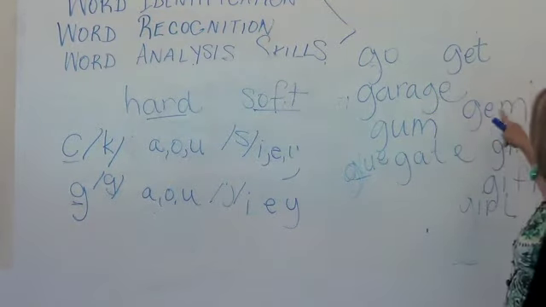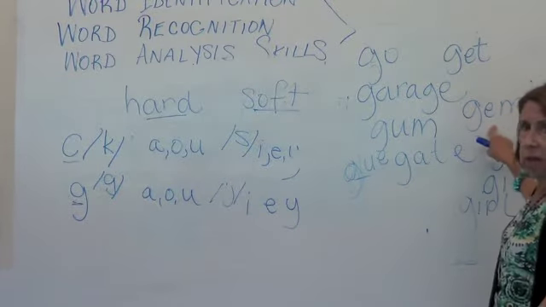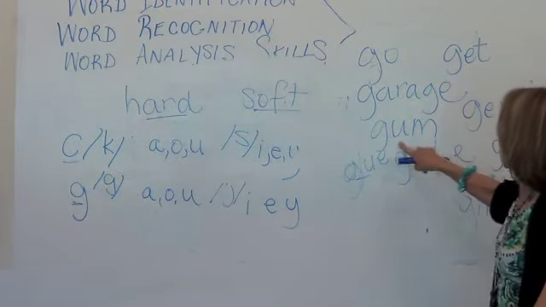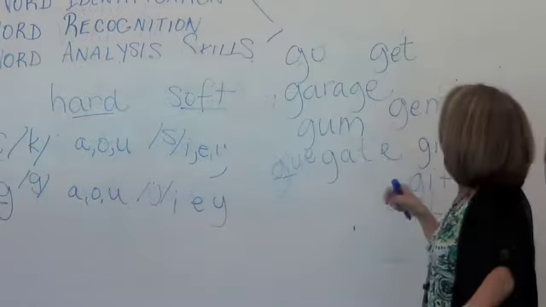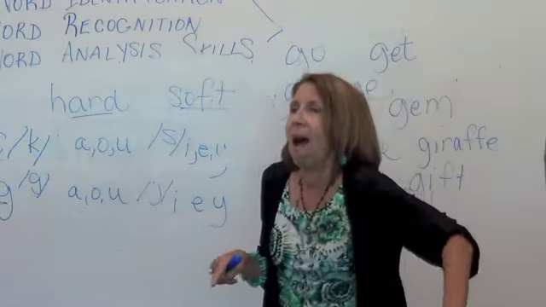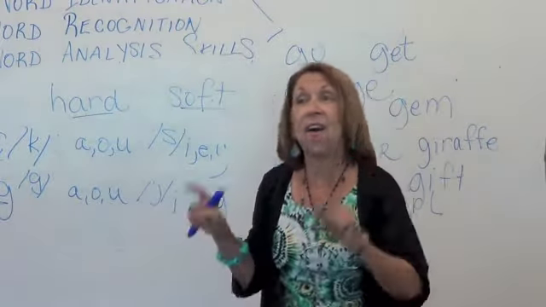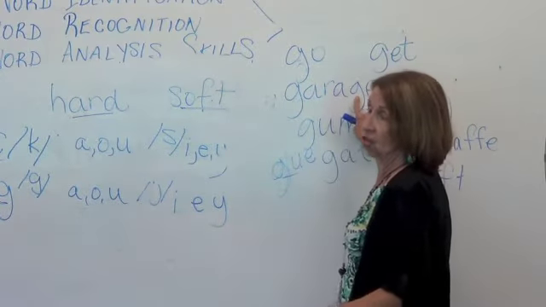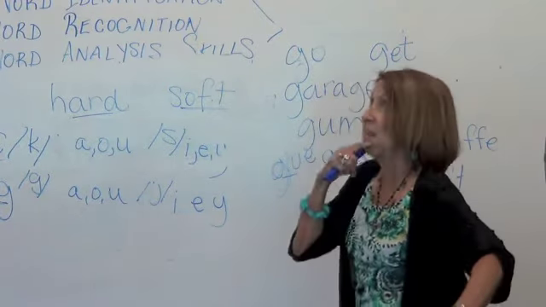All right. So, gem, hard or soft sound of G? Soft. Okay. Gum. Hard. Giraffe. Soft. Garage. Hard and soft. Hard G. Soft. That's really not even a J, is it?